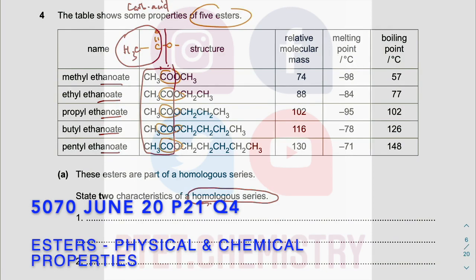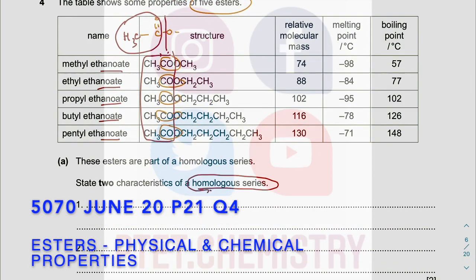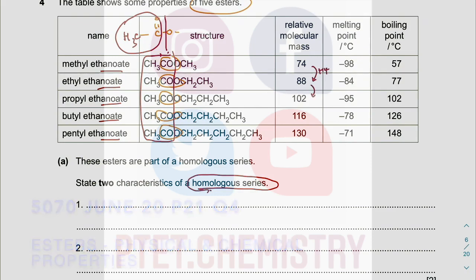Characteristics of homologous series. You will see that they have a general increase in the relative molecular mass. If you work out the difference, 88 minus 74, that is plus 14. And then 102 minus 88, there's another plus 14, and you can do the same. I can tell you they're all plus 14. Because what are you doing? You are adding CH2. Onto this, you insert a CH2 there.